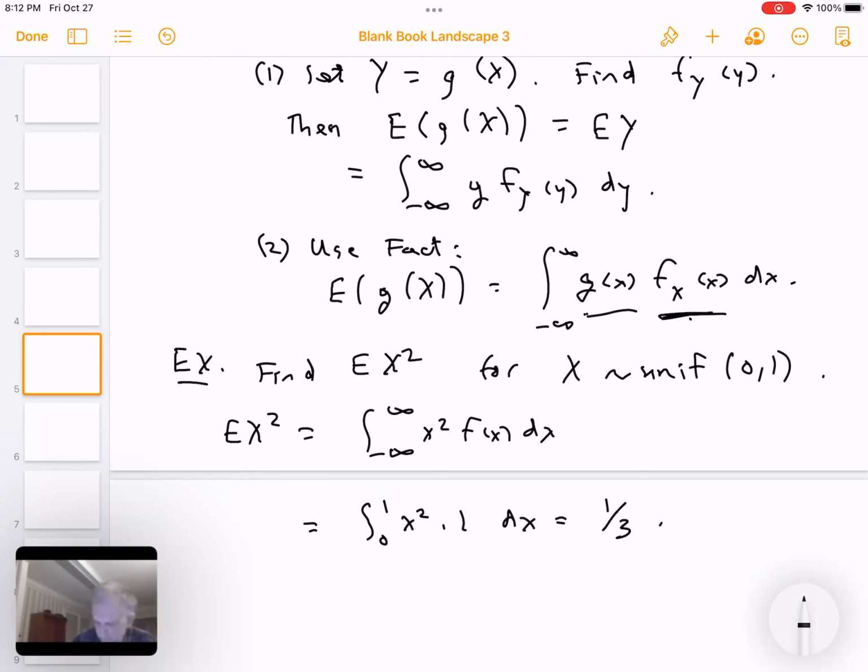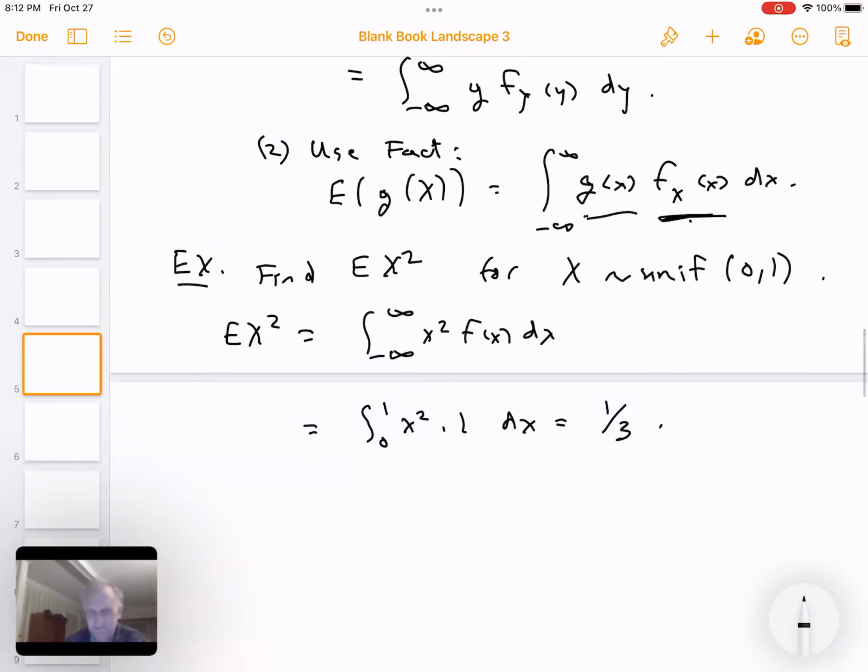Well, the expected value of X, uniform 0, 1, is a half. The expected value of X squared is a third, right? When I square a number between 0 and 1, it makes it smaller. So it makes sense that the expected value of X squared is less than the expected value of X. And indeed, we have just shown using the fact that we do get something smaller.